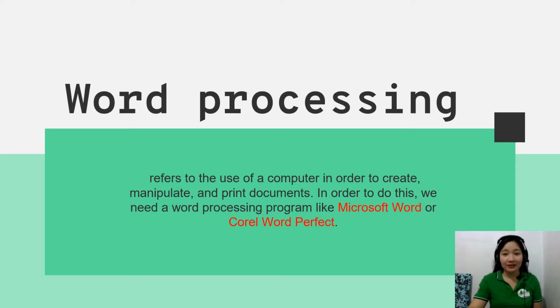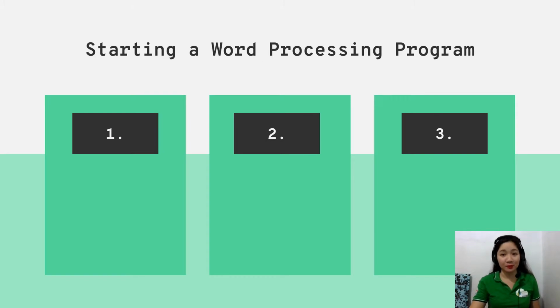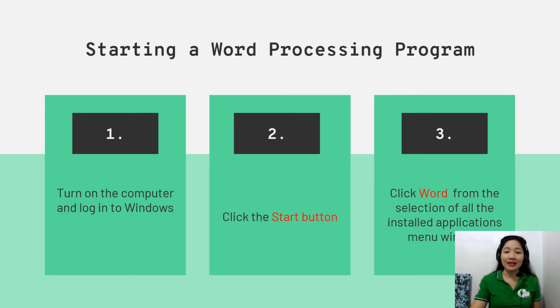Okay, so this lesson focuses primarily on the basic actions in word processing using Microsoft Word. Assuming that Word is already installed in your computer, these are the steps on how to start the program. Okay, so for the first one, you need to turn on, of course, the computer and log into Windows. Click the Start button and click Word from the selection of all the installed applications within Windows. Okay, so let's have a video for this one.